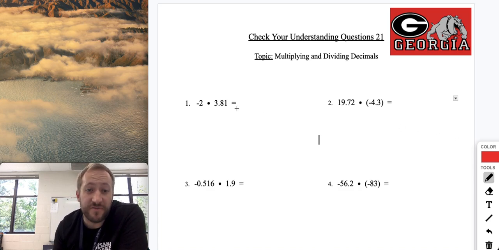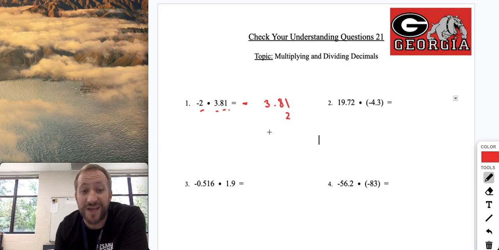So I know a negative times a positive is going to give me a negative answer. And whenever I do these, I always put the number with the most digits on the top. So I got 1 digit versus 1, 2, 3 digits. All right, that's my winner. 3.81 goes up the top. 2 goes down here. Notice how I don't have to line up the decimals, not with multiplication, only with adding and subtracting. So I'm going to go ahead and start multiplying.